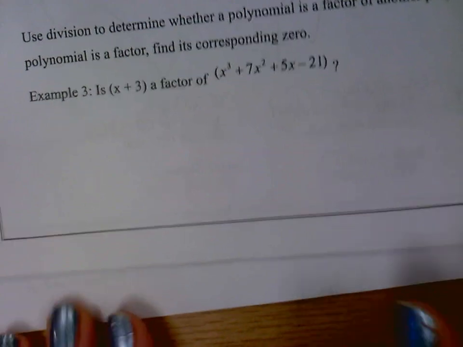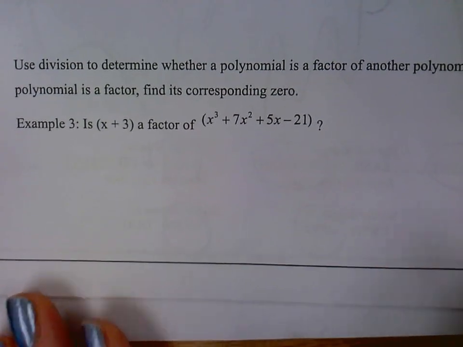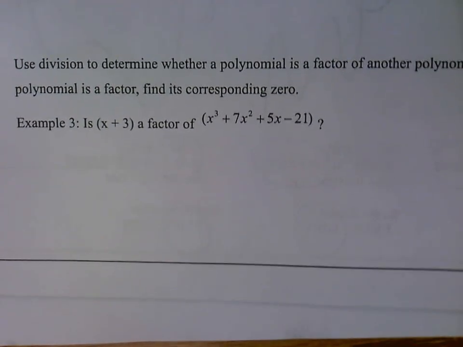Here's where it's going to be helpful for us tomorrow. It says use division to determine whether a polynomial is a factor of another polynomial. How do I know if something is a factor of another number? What does your remainder come out to? If it is a factor, the remainder should be 0, right? 205 times 4 is exactly 820.